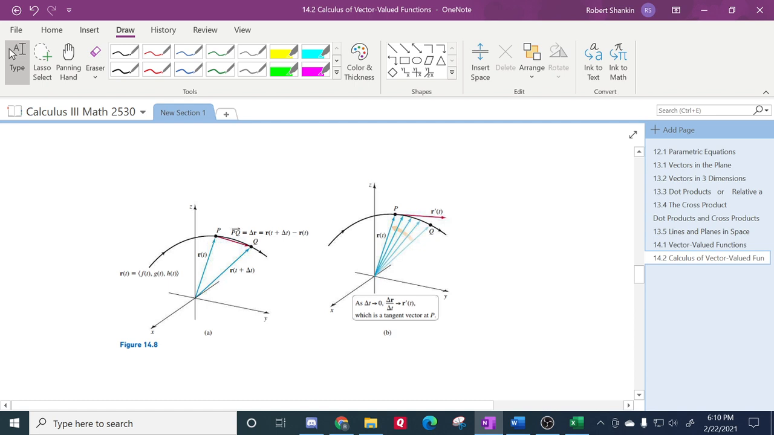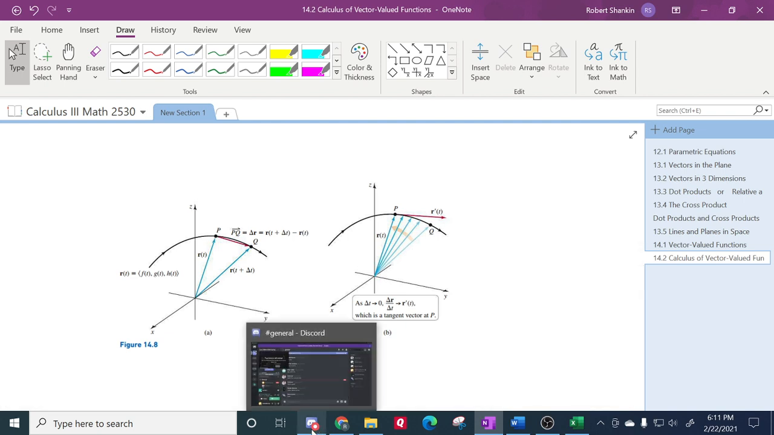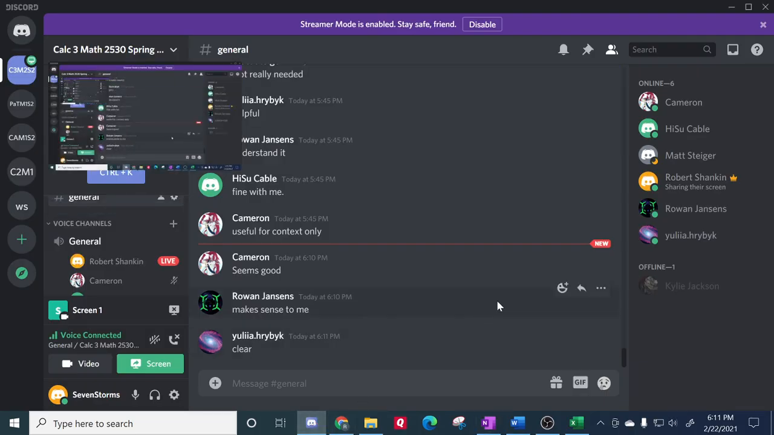Give me a little feedback here. Does this seem fuzzy, or does this seem kind of clear as far as the graphical representation of r'(t)? Okay.